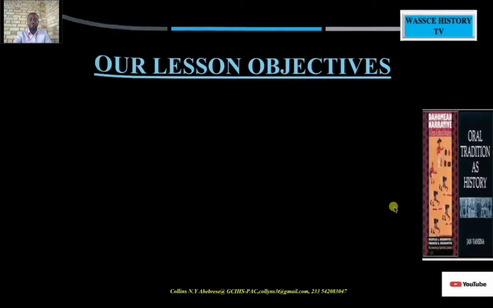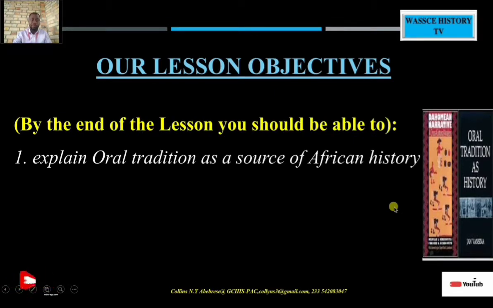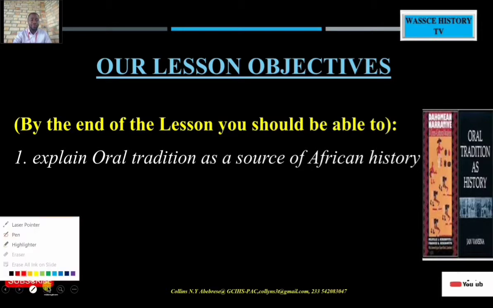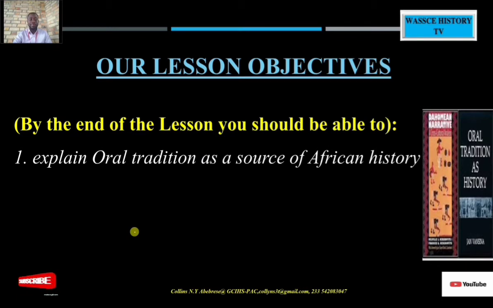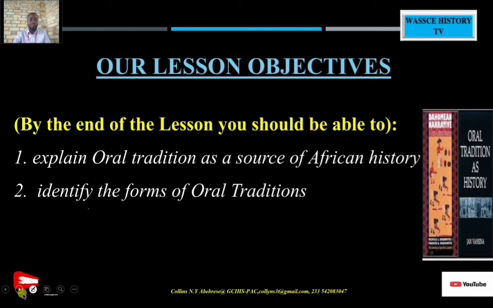So let's look at our lesson objectives for today. By the end of this lesson or discussion, you should be able to explain oral tradition as a source for studying African history. So what do we mean by oral tradition? You should be able to explain it and how it helped us to acquire information for the reconstruction of African history. Then our next objective will be that we should be able to identify the forms of oral traditions that we have.